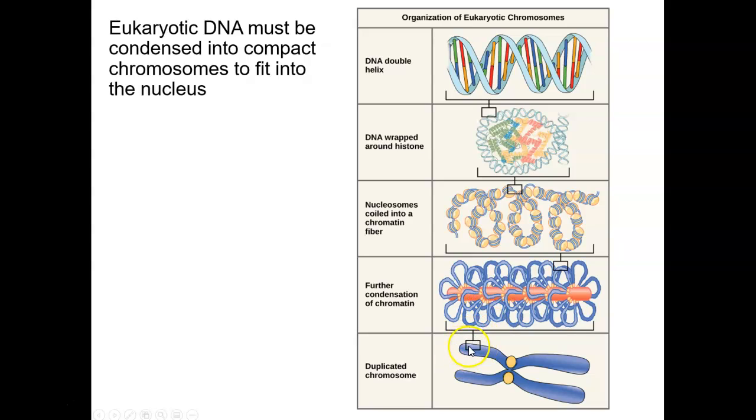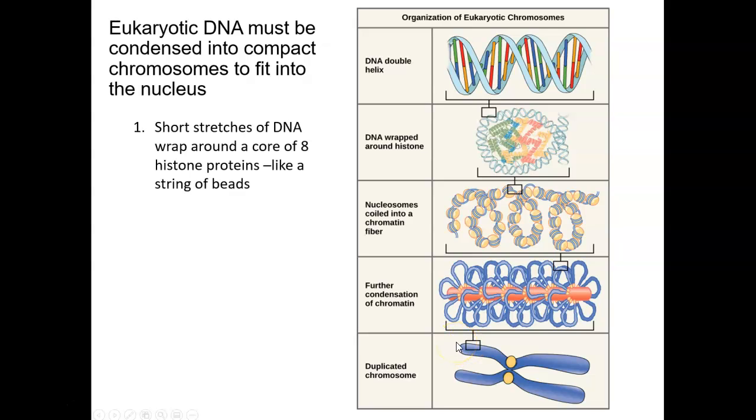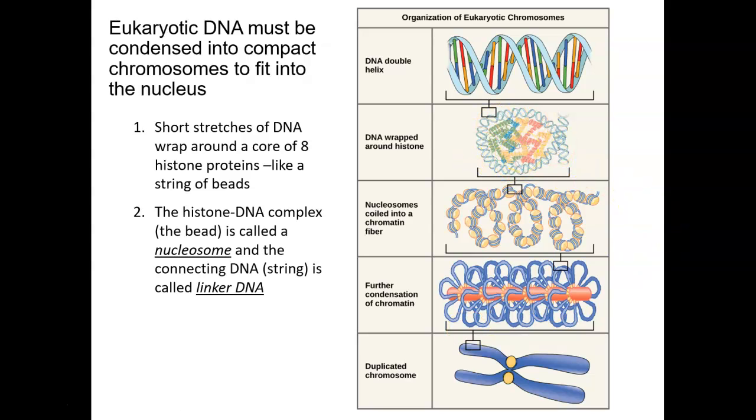So here's just one section of a duplicated chromosome. These really need to be compacted in order to fit into the nucleus. Short stretches of DNA wrap around a core of 8 histone proteins, like a string of beads. Then the histone DNA complex is called a nucleosome, and the connecting DNA is the string. So this is a nucleosome, and here's the connecting piece, that string, which is called the linker DNA.